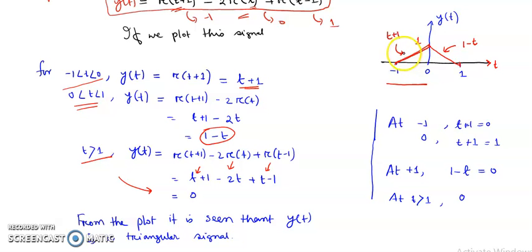So the plot becomes like this. If you plot t plus 1 and 1 minus t, you will get this type of line, which you already know. Ultimately this y(t) signal looks like this. It is a triangular signal, a unit triangular signal. So that is why you can say that the convolution output of the rectangular signals produces a triangular signal.